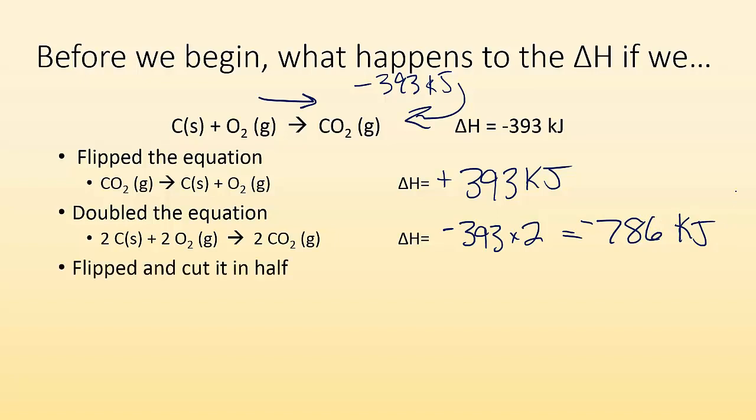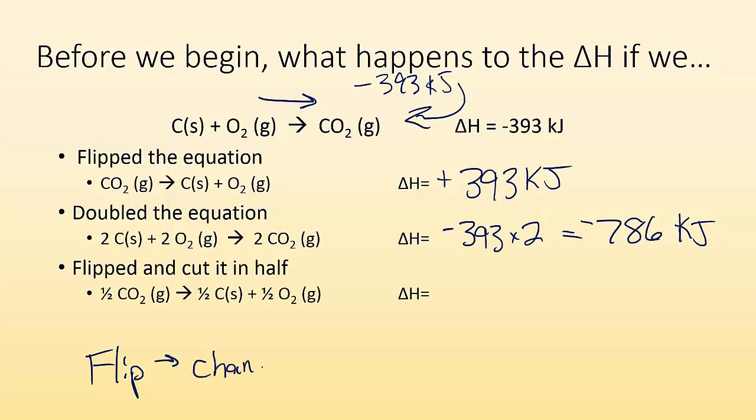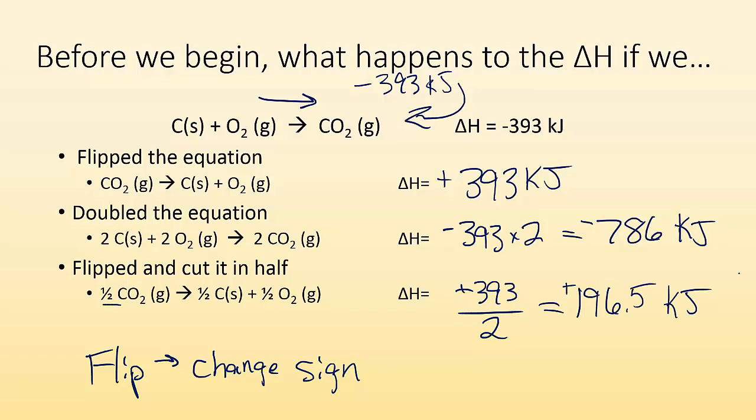All right, what happens if we flipped it and cut it in half? Let's think about it. If it looked like this, flipping it means change the sign. Change it from positive to negative or negative to positive. And whatever you do to the coefficients, that's what you do to the value. So if I flip it, I need to make it a positive 393. And if I cut it in half, I've got to divide that by 2. Doing some quick math in my head, that'd be positive 196.5 kilojoules.